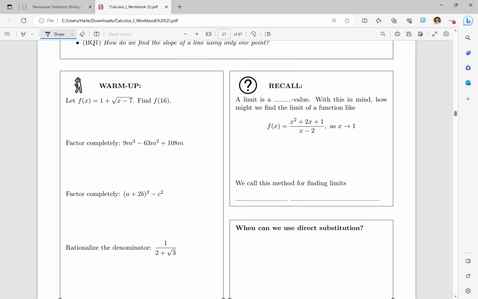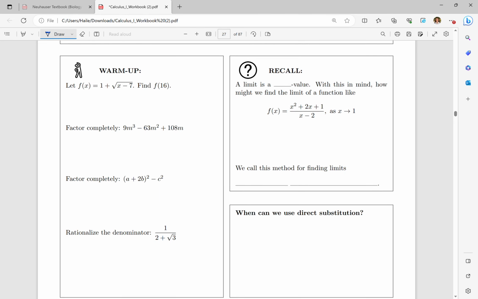So let's start with the warm-up. In class, of course, you do this by yourself and we check it, but we'll go through it really quick right now. So the first one, let f of x equal 1 plus the square root of x minus 7. Find f of 16. So what we want to do is just plug in 16 for x. So we'd have f of 16 is equal to 1 plus the square root of 16 minus 7, which is 1 plus the square root of 9, which is 1 plus 3, which is 4.